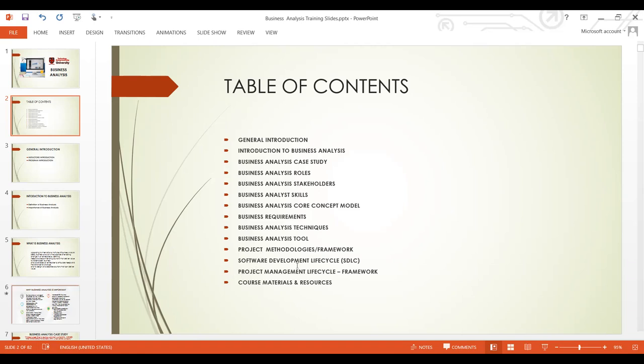You have a software development lifecycle and a project management lifecycle. They are two different things. The software development life cycle is part of the project management life cycle. Like in project management, we treated the project management life cycle, but here we are going to treat both the software development life cycle and the project management life cycle.